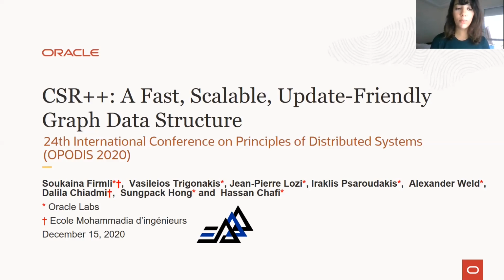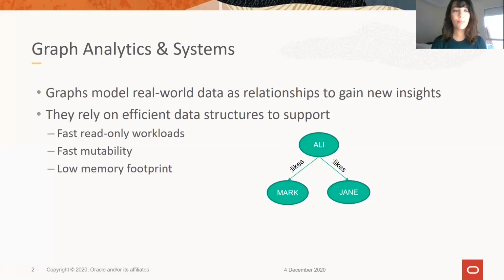This work has been published as a conference paper and accepted at the 24th International Conference on Principles of Distributed Systems, and it's mainly centered on designing and implementing an efficient data structure to store graphs and to enable mutations, meaning updates on graphs.